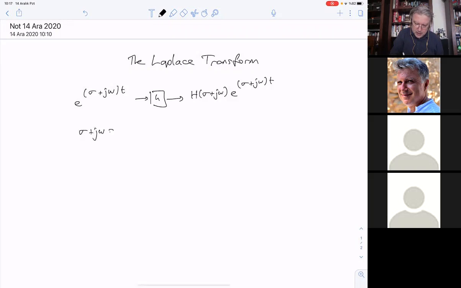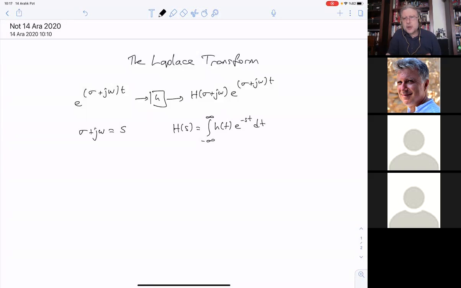We are going to denote this sigma plus j omega with a single complex value, which will be notated by s, as we already know from differential equations. So e to the st goes in, and the output is h of s times e to the st. And there will be, of course, a definition of h of s. H of s is like the Fourier transform. There's no difference in the formula, essentially. It's from minus infinity to infinity, h of t times e to the minus st dt.